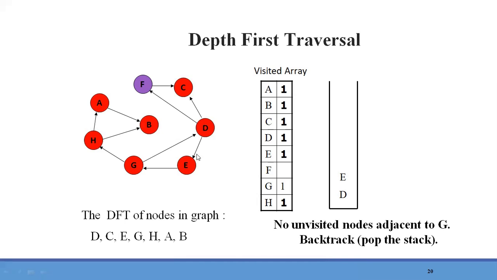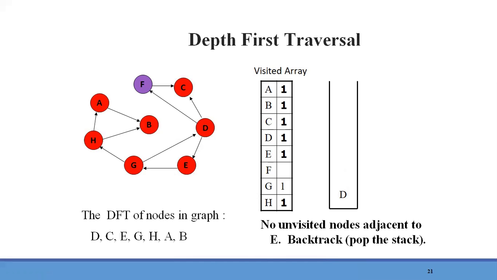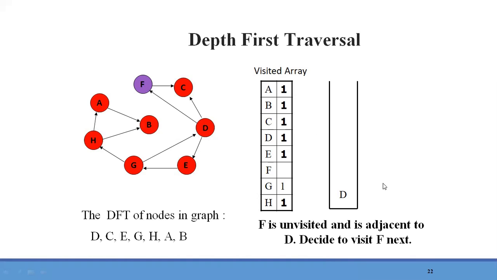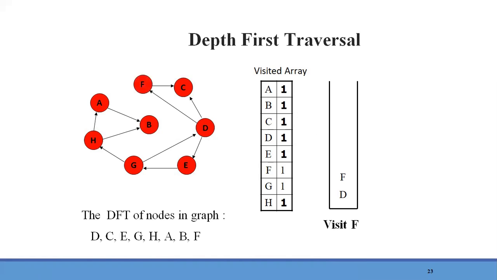Again at node A we don't have any other adjacent node which is unvisited. So again we need to backtrack. Backtrack means pop A from the stack, and now we have restored to the previous position, that is node H. Again at node H there is no adjacent node unvisited. So again backtrack. So pop H from the stack.